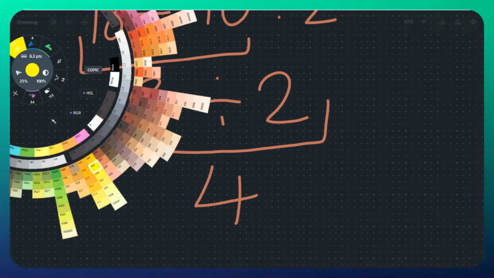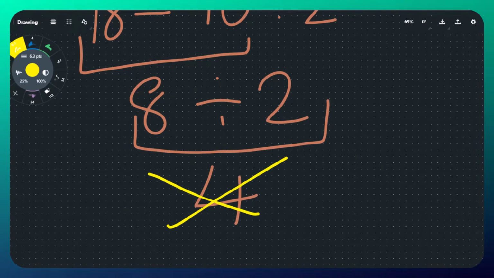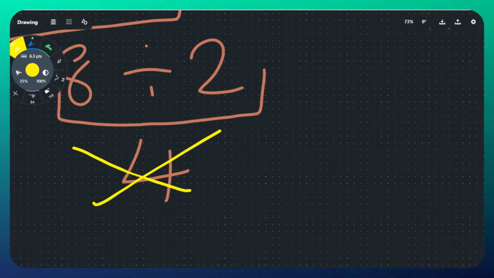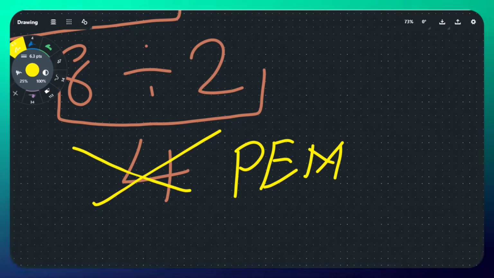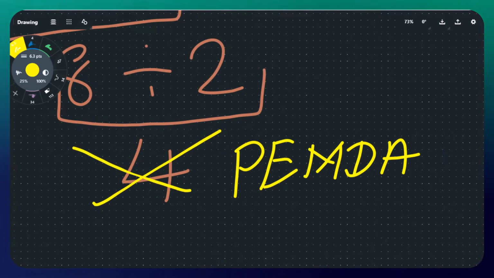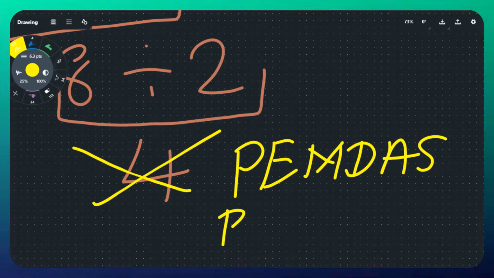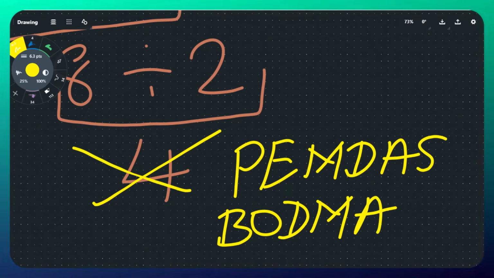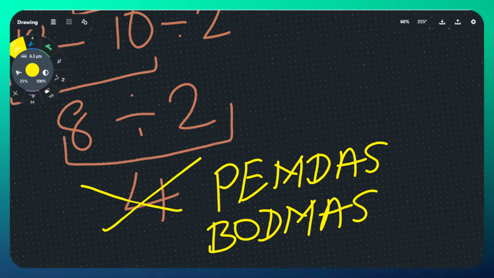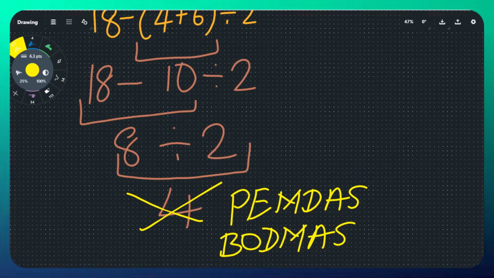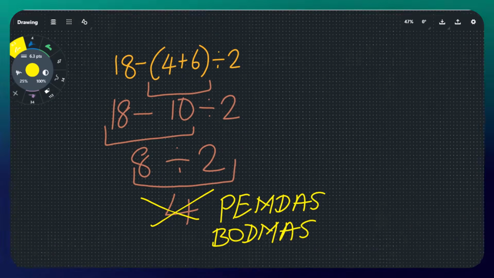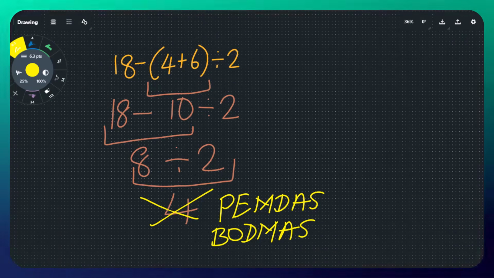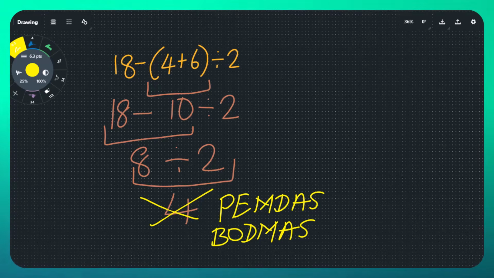But this answer is not correct because we did not follow the order of operation called PEMDAS. Some people call it BODMAS. So, according to PEMDAS, the order of operation, parentheses comes first, then exponent, multiplication, division, addition, and subtraction as follows.